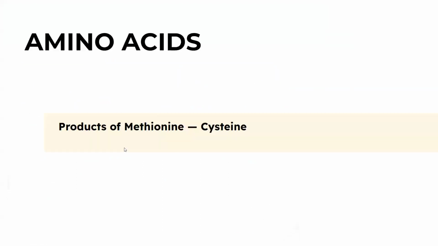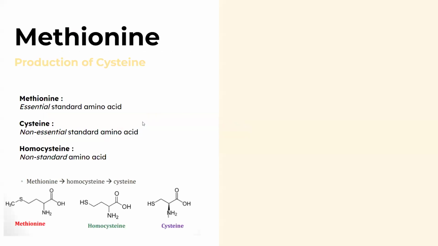Okay. So now we're done with the branched chain amino acids. Now we're going to talk about methionine, cysteine, and homocysteine. We have these three amino acids. Let's start with methionine. Methionine is an essential standard amino acid. Remember, we said essential meaning you have to get it from your diet. So you don't produce it in your body. You need to get it from the diet.